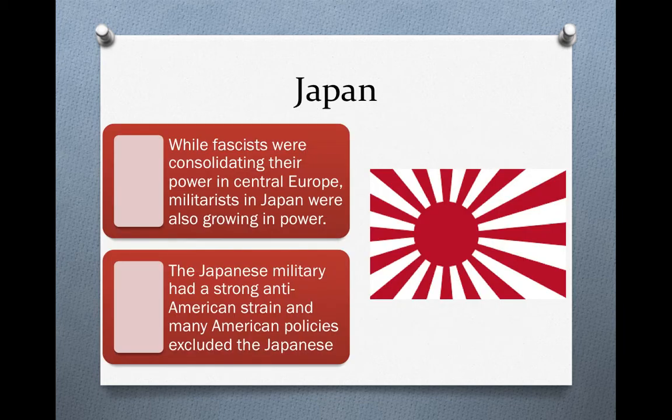So while fascists were consolidating their power in Central Europe, militarists in Japan were also growing in power. The Japanese military had a strong anti-American strand, and many American policies excluded the Japanese, and so that helped in this anti-American strand of Japanese.